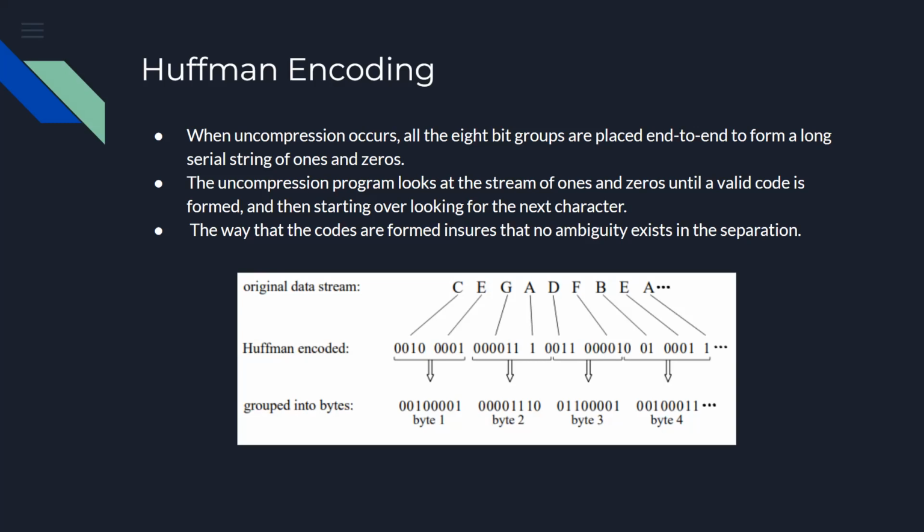Now we again encounter a 0. So we have the code 0010, which is a valid Huffman code. So we know that the first character is C, and now we'll go on. Now we'll be looking for another character. So this is how we process the Huffman encoded stream, and we decompress it.